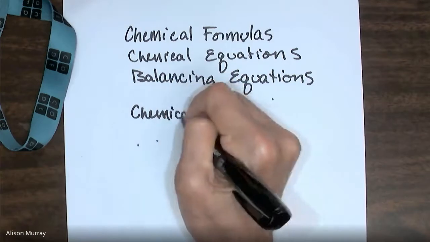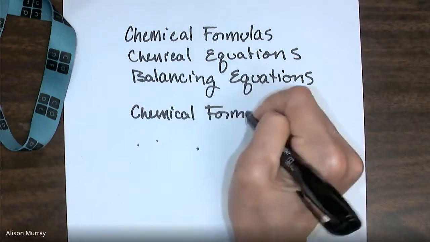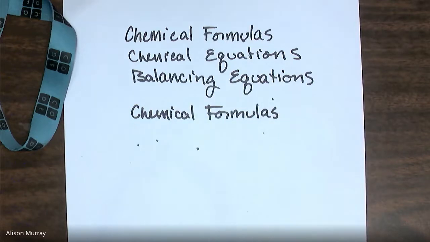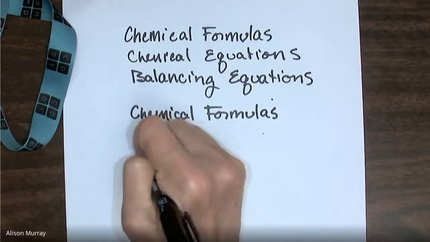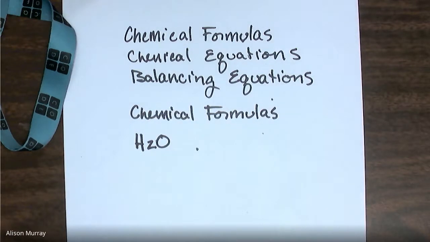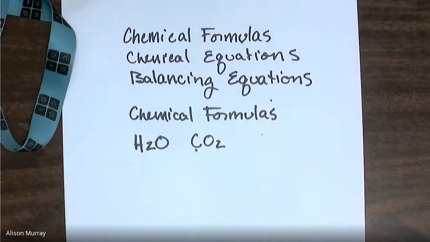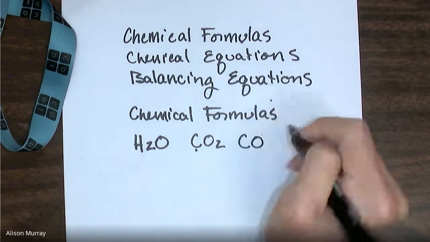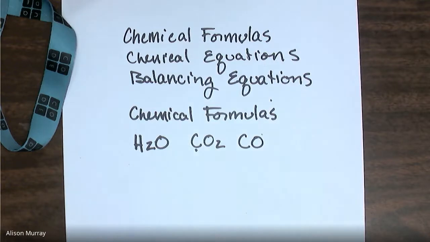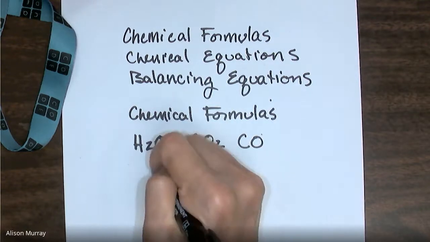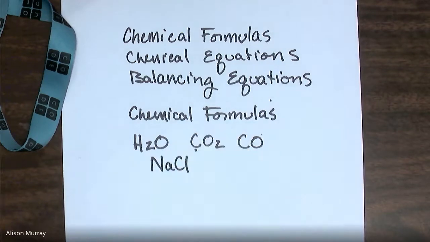Chemical formulas. Now, I know everybody hears the word chemical formulas and they think, ooh, hard, chemicals, but really, H2O, okay? Formula for water. It's got 2 hydrogens and oxygen. CO2, formula for carbon dioxide. It's got a C and 2 O's. CO, formula for carbon monoxide, a C and an O. You know, NaCl, formula for sodium chloride, an Na and a Cl.